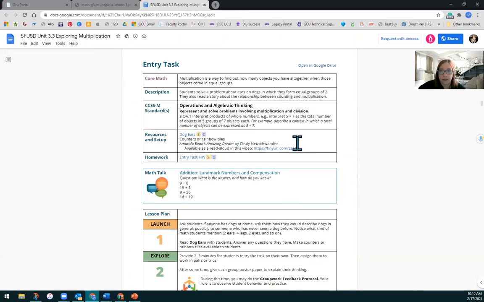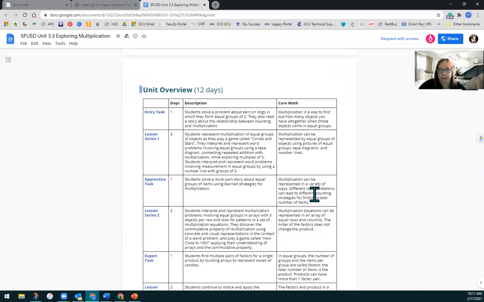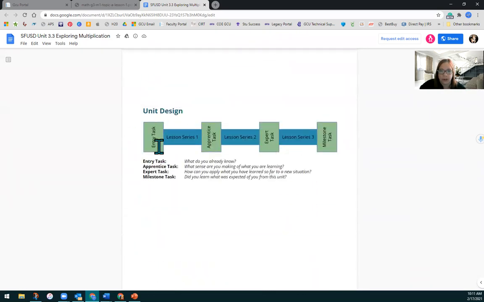They start each unit with an entry task. This means that before the teacher gets up there and guides thinking, the students have a task at the beginning of the unit that really gets them going. Let me go up to show you that real quick. It really gets them going. So what do they already know about this topic?